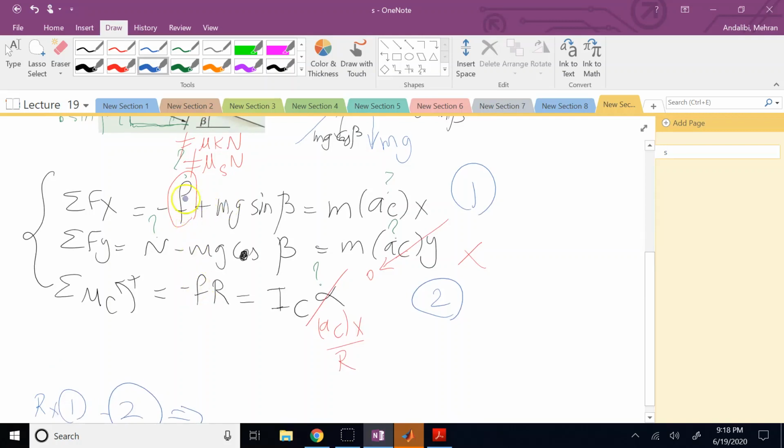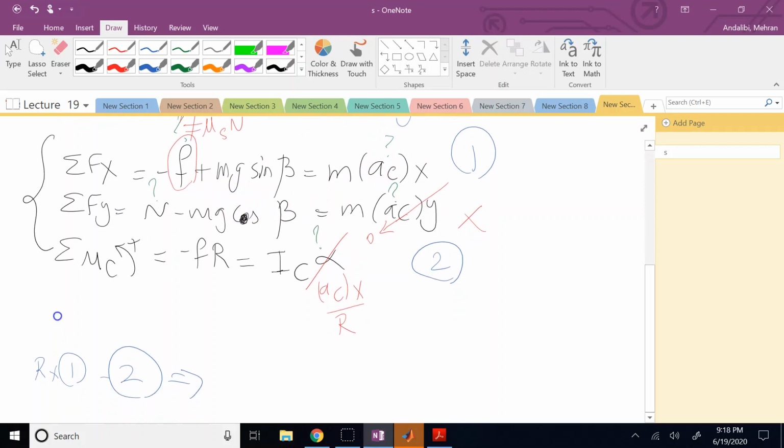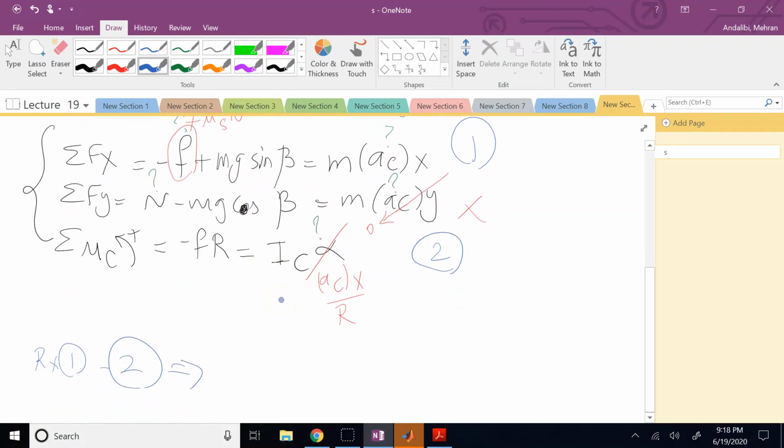Therefore, both here and here I have negative FR. When I subtract, that's going to go away. So if I do that, on the left-hand side, I would have mg r sine beta, correct? That's all. And on this side, I have ACX times mr minus IC over R.